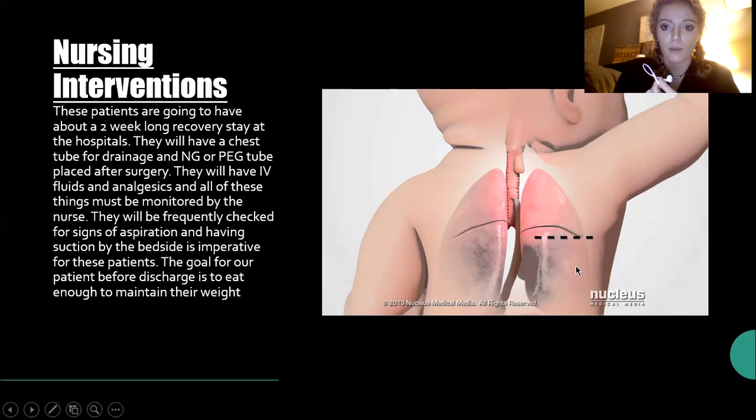And the goal for this patient that we're trying to achieve before we discharge them is that they can maintain their weight. So as long as they can eat and maintain that weight and not be losing a whole lot of weight, then they can go home.